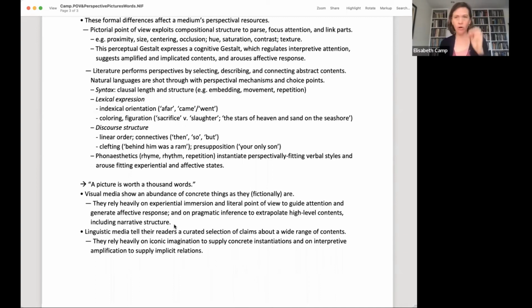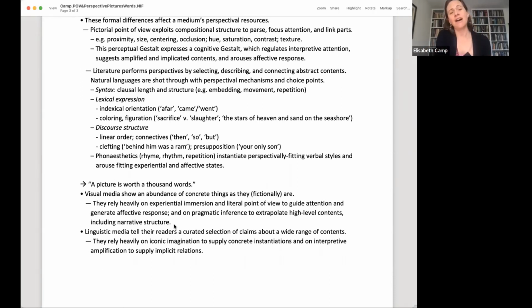And then discourse structure also, so ascending to a higher level, which can have syntactic implications, but isn't necessarily syntactic, also guides interpretive perspectives in important ways. For instance, linear order, the use of connectives like then, so, or but, the use of clefting to focus attention, behind him was a ram, the use of presupposition, your son, your only son.